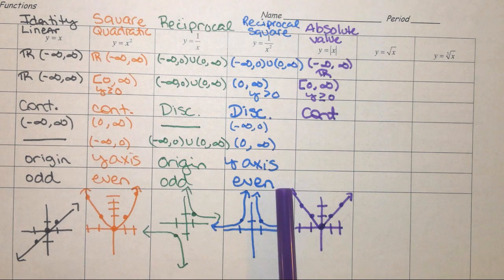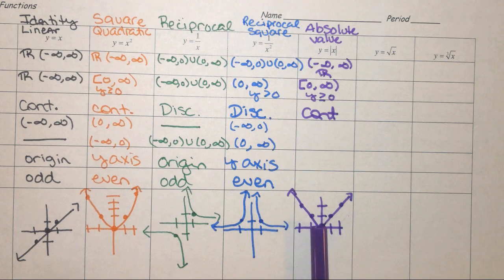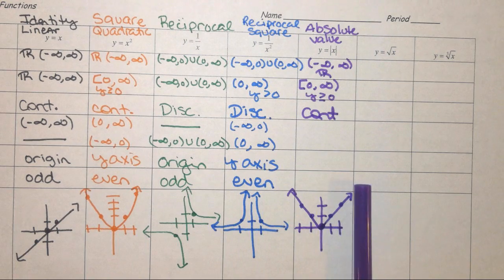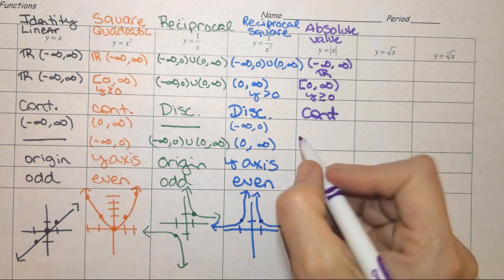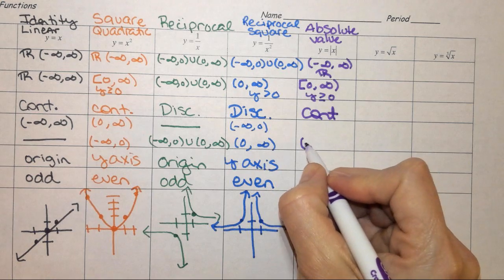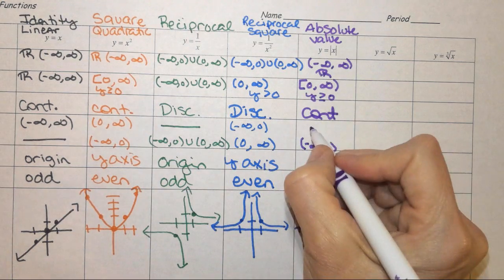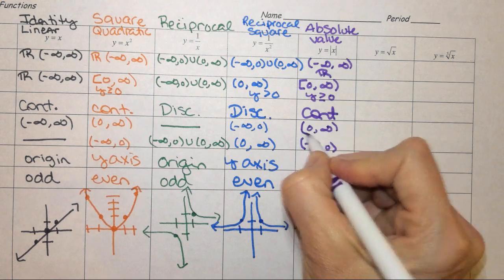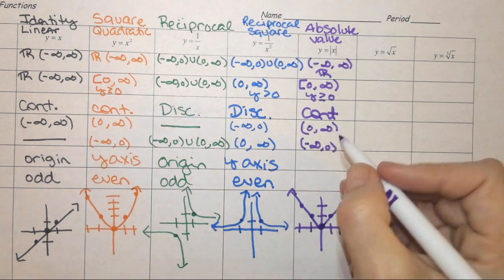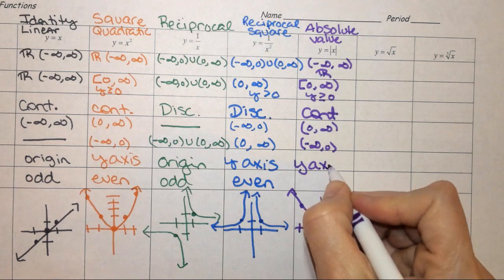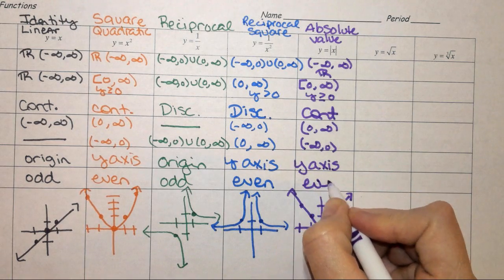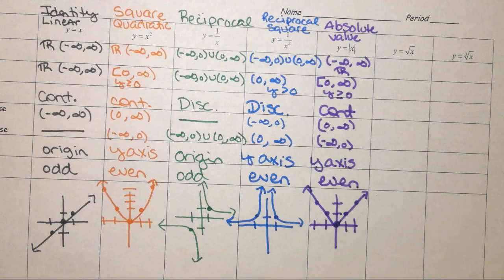As I go from the left to the right, the first thing I notice is that on the left side of the graph it's decreasing, and on the right side of the graph I'm increasing. So I'm decreasing from -infinity to 0, but I'm increasing from 0 to infinity. This is symmetric about the y-axis, therefore it's called even.